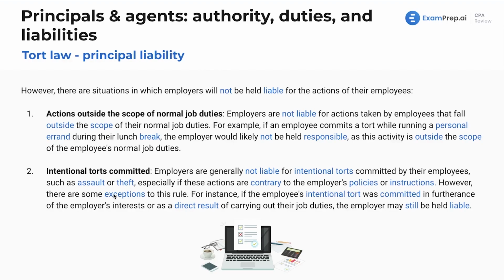I would hope that assault or theft are contrary to the employer's policies or instructions, but it's just another line in there as well. However, there are some exceptions to the rule. For instance, if the employee's intentional tort was committed in furtherance of the employer's interests or as a direct result of carrying out their job duties, the employer may still be held liable.